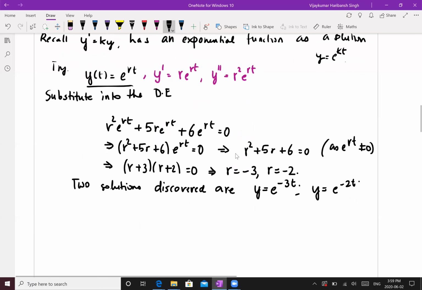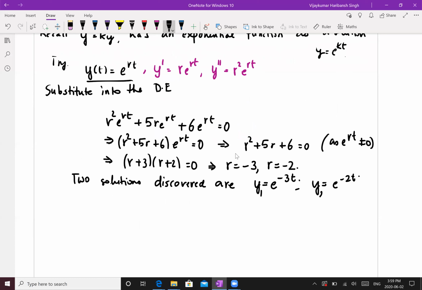Okay, so let's call this y1, let's call this y2. So these are the two solutions. Now, we had a conjecture and we tried this and it worked out. Now, are these the only solutions, or what does the general solution to this differential equation look like? These are the questions we should ask.